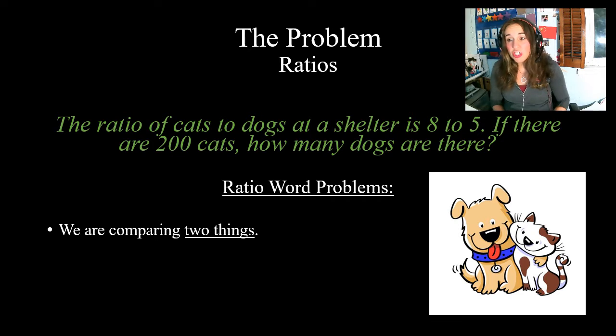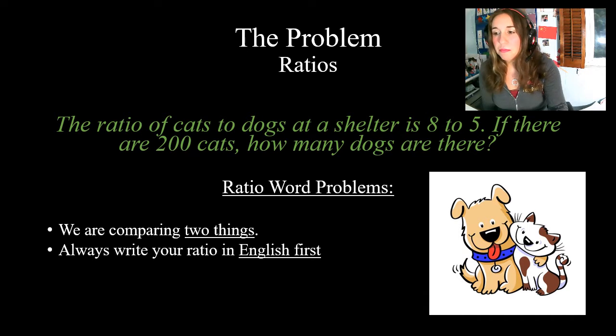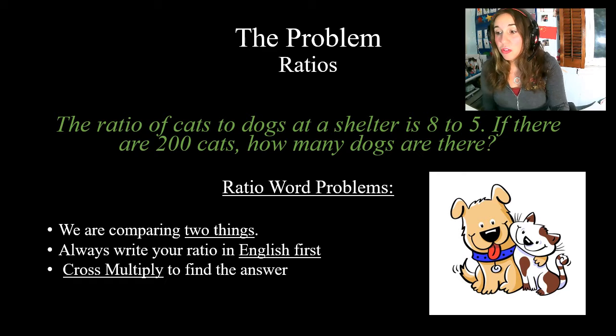Well, you'll know it's a ratio word problem because you'll be comparing two quantities of things. So in this problem, if it didn't say ratio, if it just said there are cats and dogs at a shelter, oh, I'm comparing cats and dogs. There's my two quantities. You're always going to want to write your ratio in English first, and we'll talk more about that in the next step. And when you're given ratio word problems, they're really nice because you can just use cross multiplication to solve and find the answer. So ratio word problems are actually really nice.